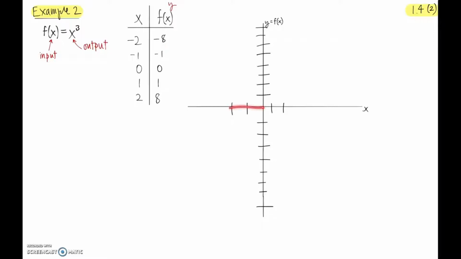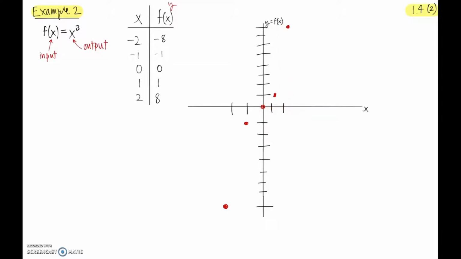So I'll go -2 on my x-axis and -8 on my y-axis, and I should get a point right about here on my graph. Same story, -1, -1, so -1, -1, and I'll get another point right here. 0, 0, x equals 0, y equals 0, gives me a point right here. 1, 1, x equals 1, y equals 1, gives me a point right here. And the last one that I've got on my table, 2, 8, 2 in the x value and 8 in the y value will give me a point right there.